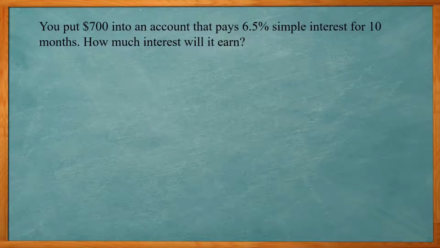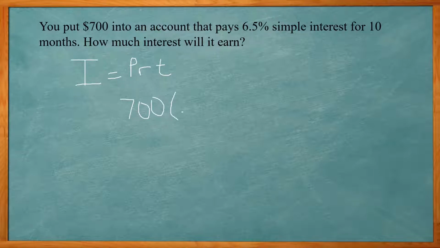All right, so this one says you put $700 into an account that pays 6.5% simple interest for 10 months. How much interest will it earn? So again, we're just looking at the interest, so it's going to be I equals PRT again. All right, so we're depositing 700, so P is 700. Interest rate, take 6.5 divided by 100, you get 0.065.